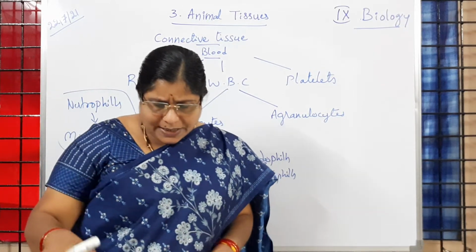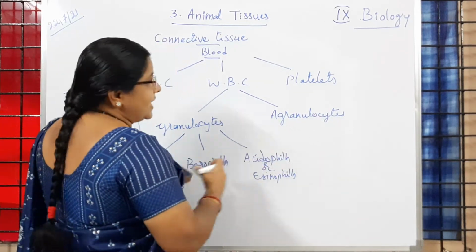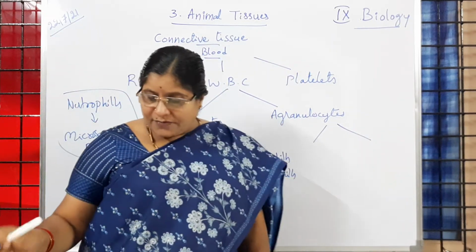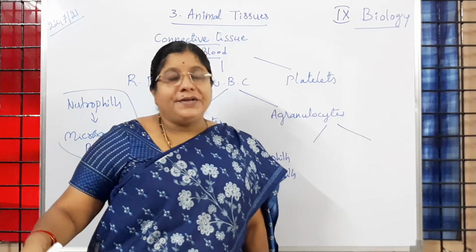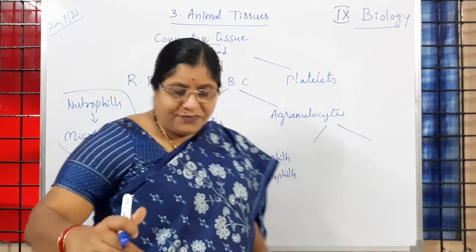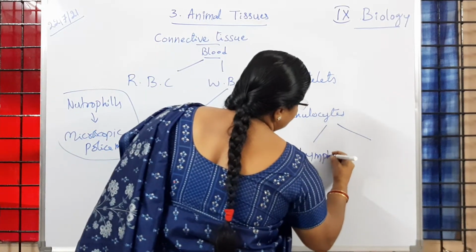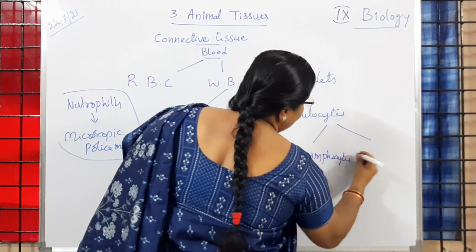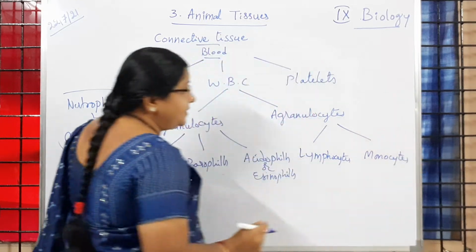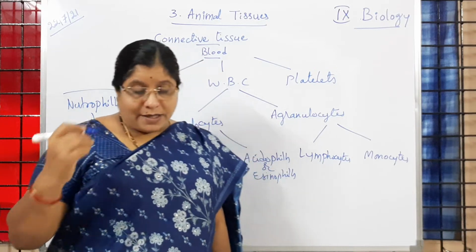Then coming to the next point, now we will come to the agranulocytes. These agranulocytes are of two types. Is it clear to you? What are the two types of agranulocytes? One is lymphocytes, and the other one is monocytes. Is it clear to you? So two types of agranulocytes are present in the WBC.